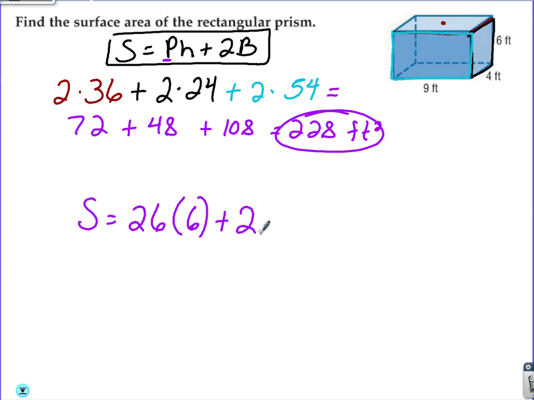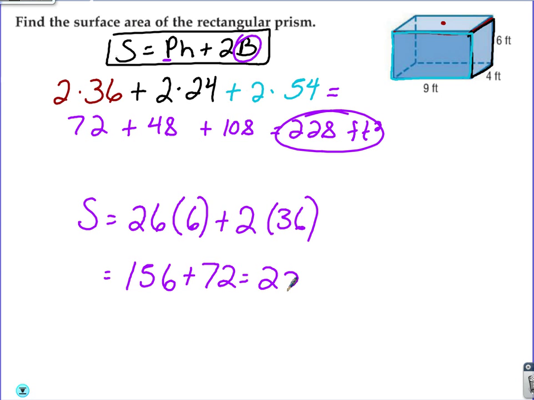Plus 2 times, okay, big B. Big B in this entire chapter stands for the area of the base. Okay, the base, we let this be this 9x4, so that'd be 36. 26 times 6 is 156, plus 72, which is 228 square feet.